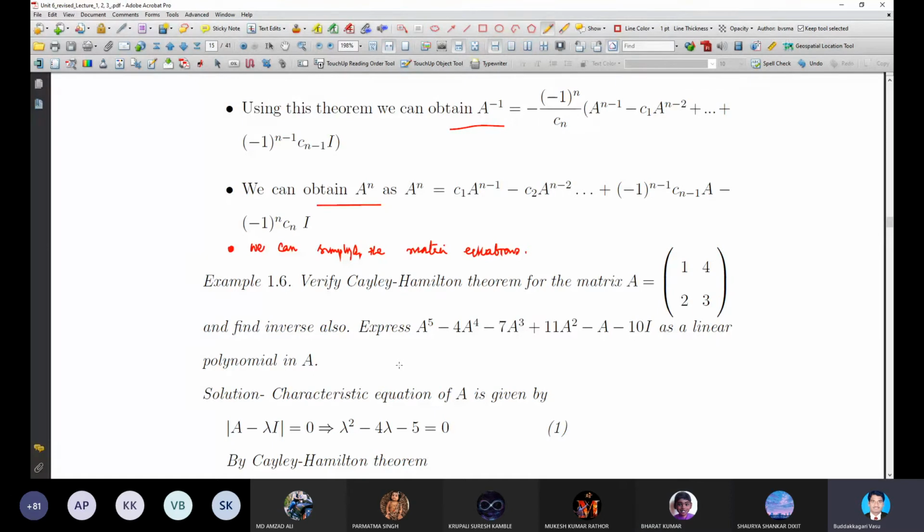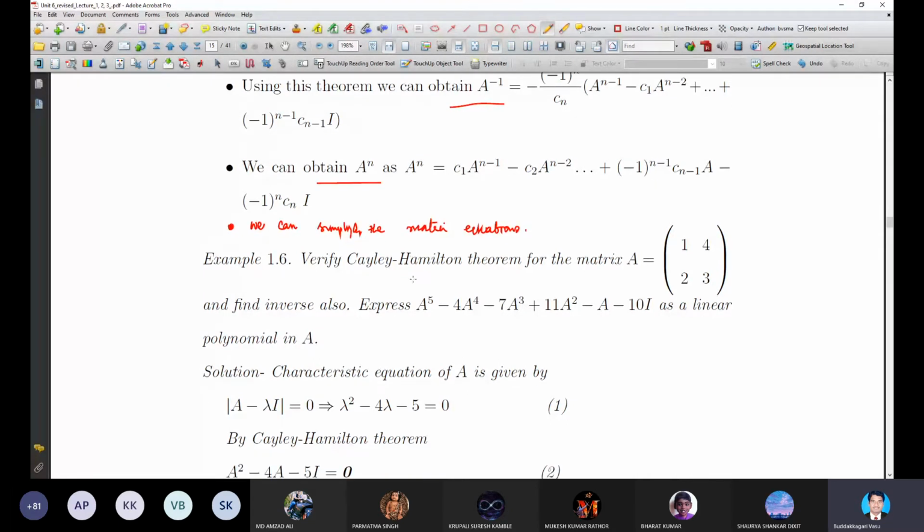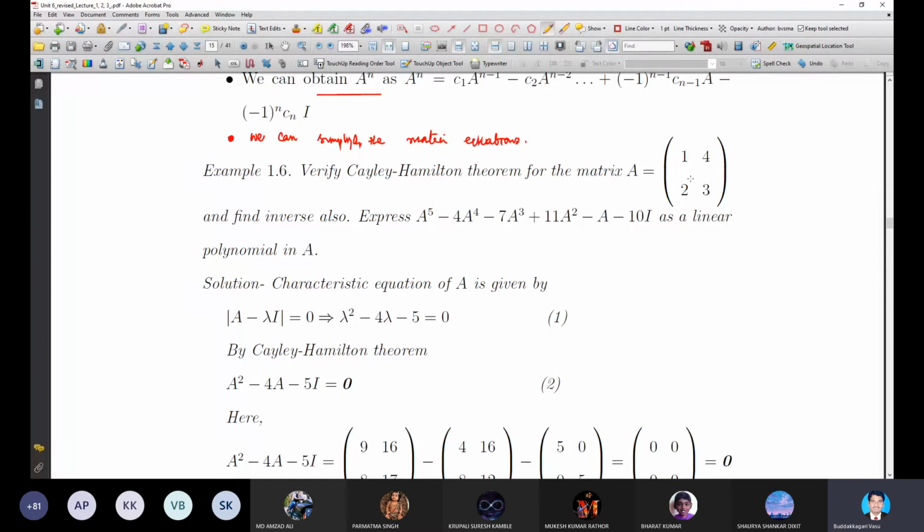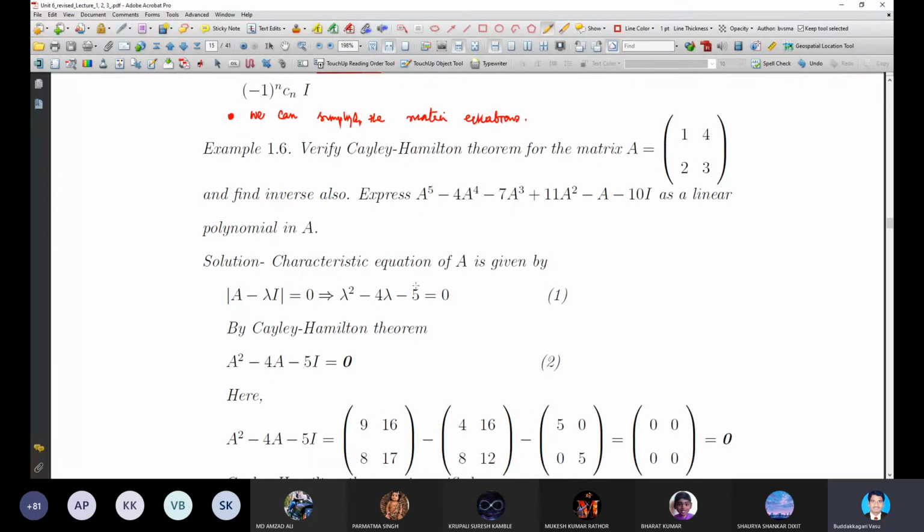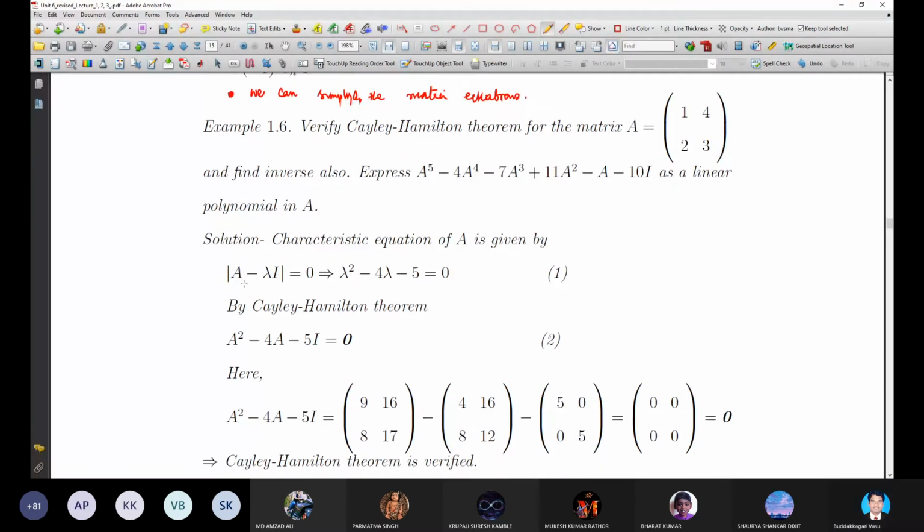Then finding the inverse and power and all the others will be the same, using that. Let's see. So the given matrix is A equal to [1, 4; 2, 3]. Now the characteristic equation of that A is to be determined. That characteristic equation is given by determinant of (A minus lambda I) equal to 0. You find out A minus lambda I. What is A minus lambda I?